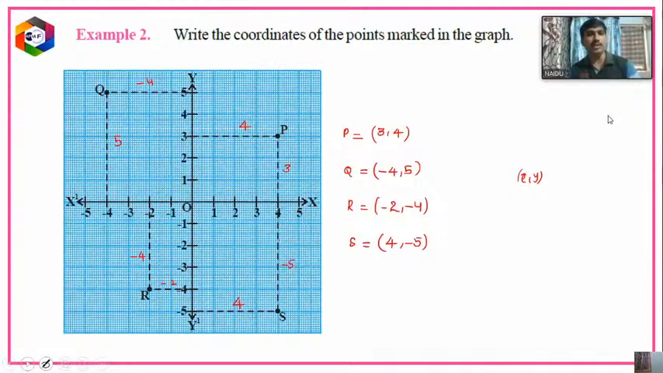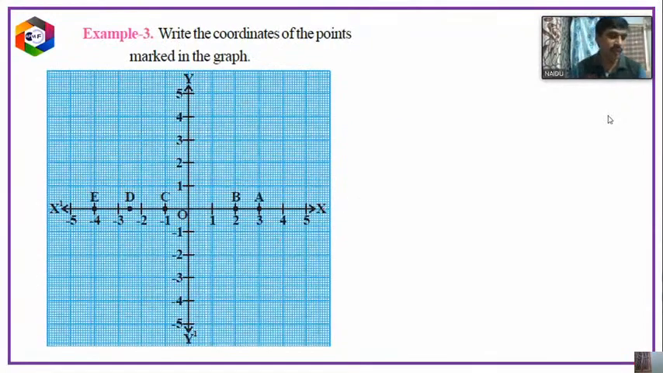Those are also easy. Now we are moving to example 3. Write the coordinates of the points marked in the graph. Observe, children, here A, B, C, D, E, like that 5 points are marked. So in the graph itself, let us observe keenly, then it will be clear for you.